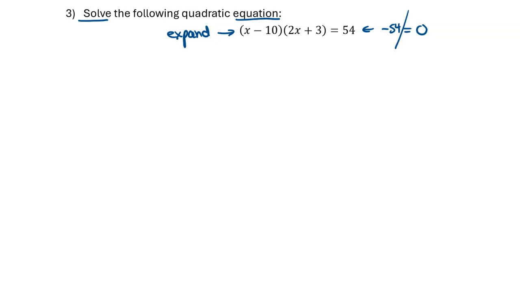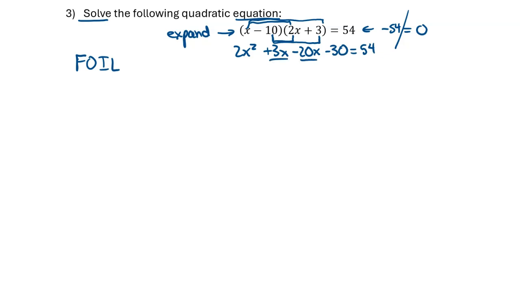So what's going to happen here is I'm going to use my FOIL again. You can expand that however you want, but the whole idea is that every term on the left has to be multiplied by every term in the other set of brackets. And so we get x times 2x gives me 2x squared, x times 3 gives me 3x, negative 10 times 2x is minus 20x, and negative 10 times 3 is negative 30. So there we have equaling 54.